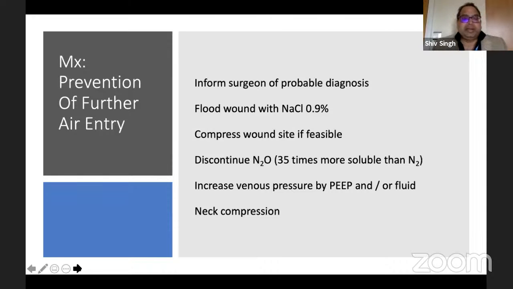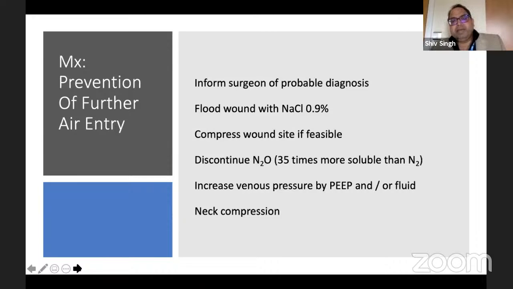One thing you need to do is prevent further entry of air. So you inform the surgeon to stop operating now and flood the field with sodium chloride so that air doesn't go in. Whatever has gone in is just there. They can also compress the wound site if feasible. And if you're using nitrous oxide, you need to stop it and give 100% oxygen at high flows so that you can wash out the nitrous oxide immediately. Nitrous oxide is 35 times more soluble than nitrogen, so it will expand pretty rapidly.